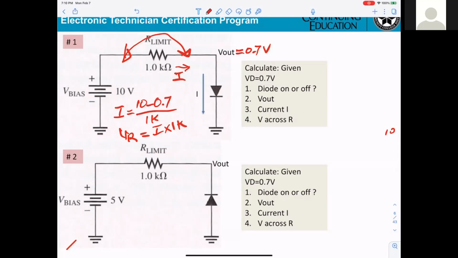Okay? And Mr. Pham, can we get you to circle those answers so when we look at the tape, it'll be on there? So it's diode on, you have to circle that. V out is 0.7. The current is 9.3 milliamps. And the voltage across R is 9.3 volts. If you could write that on there for when we look at the tape. Okay, I can write it. Key points: diode on, V out is 0.7, current is 9.3 milliamps, V across R is 9.3 volt. That way, if we have to look at the tape, it'll be on there as an example.